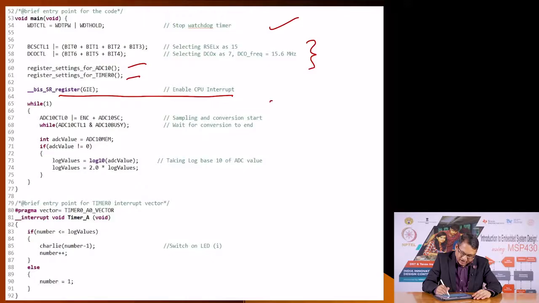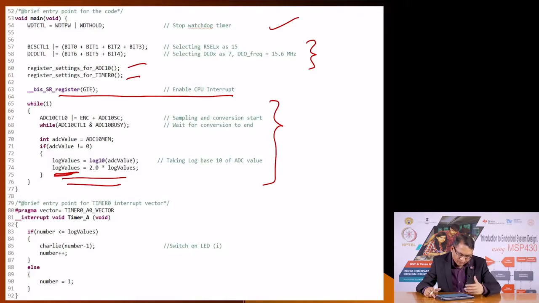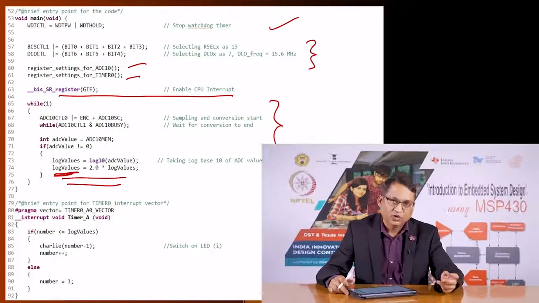And then we enter an infinite loop where we are reading the ADC, then we copy the value of the ADC from the memory location and perform the log calculation, and then store the result into these log values. The program goes into the interrupt subroutine whenever the timer expires, and the information is converted from log into appropriate numbers and displayed on the Charlieplex display.